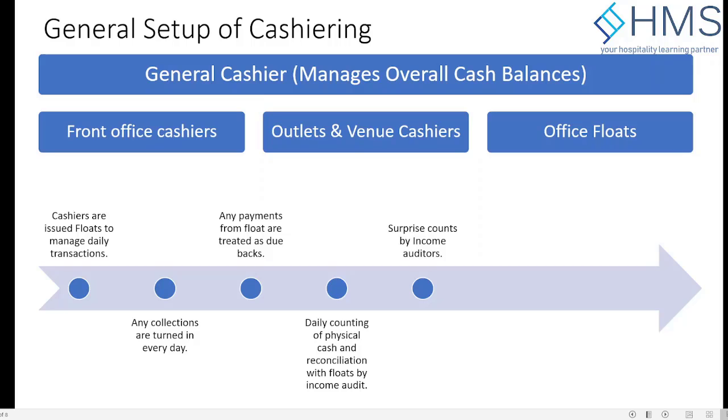So to avoid this kind of situation, normally they have to count every single cash point at the same time. So it means they need manpower for that. If there are, let's say, two or three outlets and five cashiers, you need time and manpower to do that. So they normally take help from the finance department to do this type of auditing.